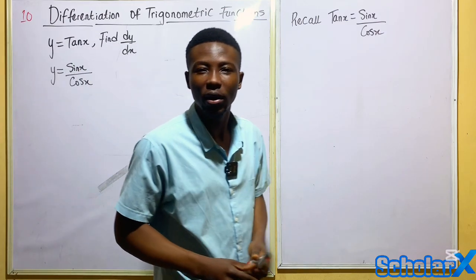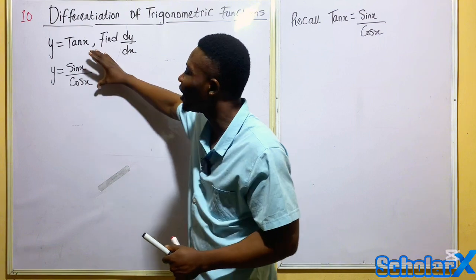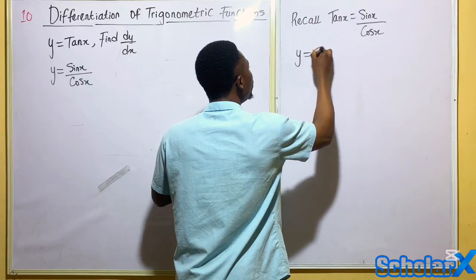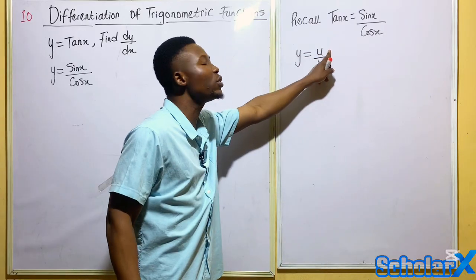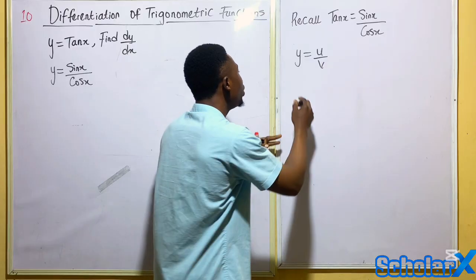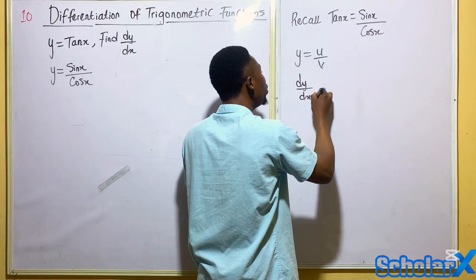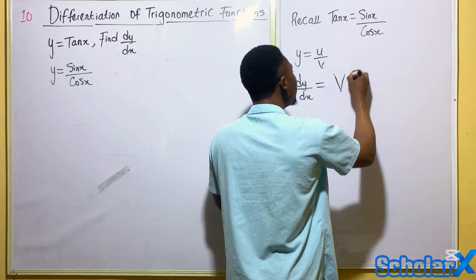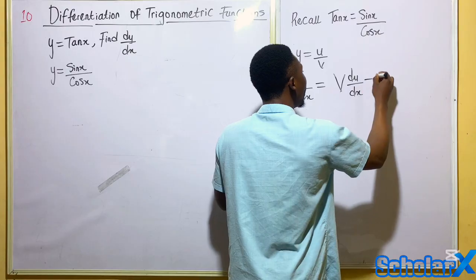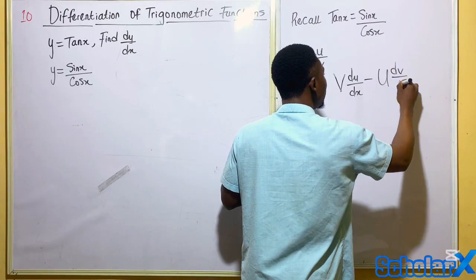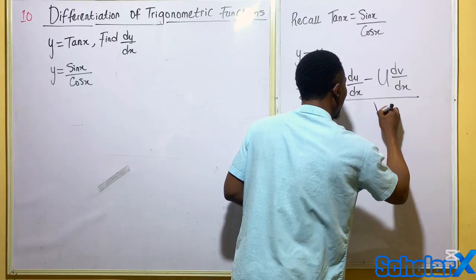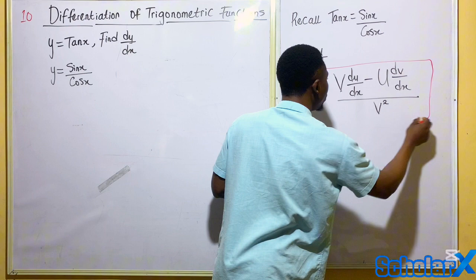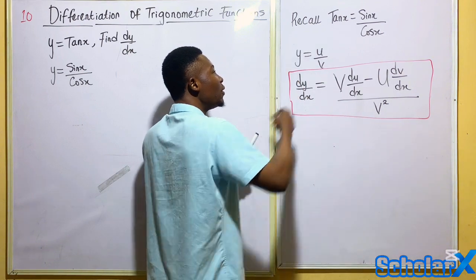That's the first thing to note. Then also remember that this is a quotient. That is, our y is in the form u over v, and for us to be able to differentiate a function in this form, we use the quotient rule. And what does the quotient rule say? dy dx is v du dx minus u dv dx, all divided by v squared.